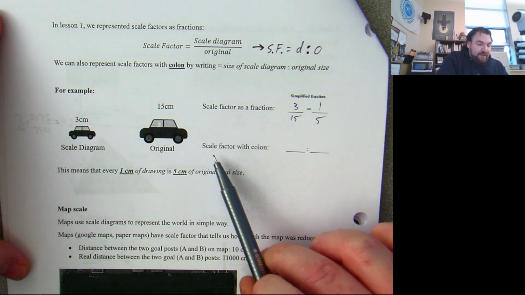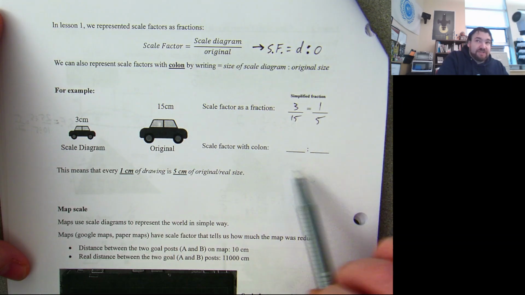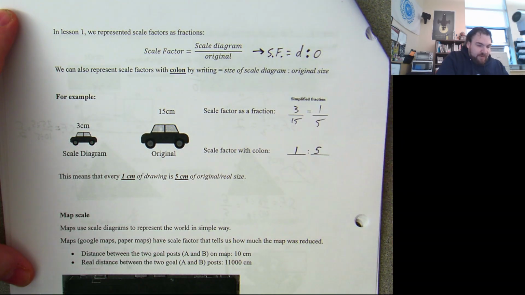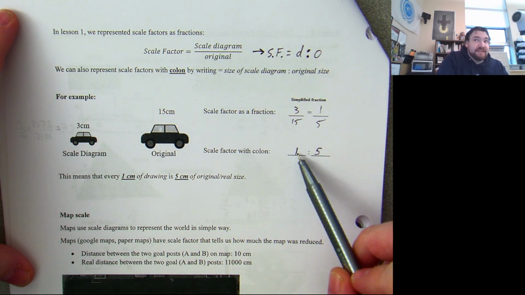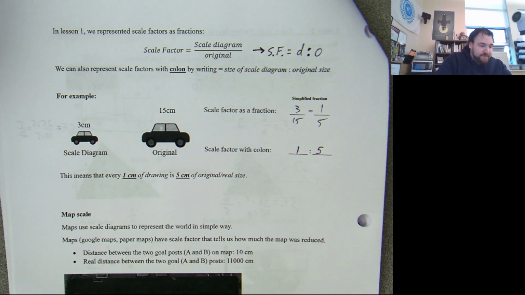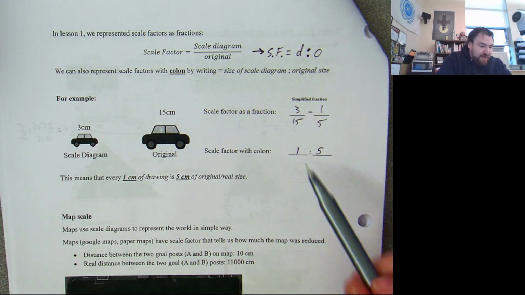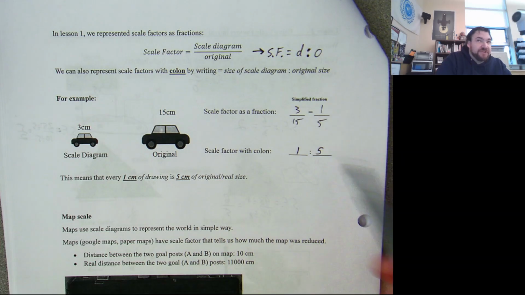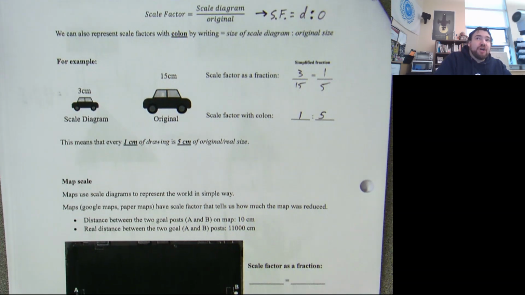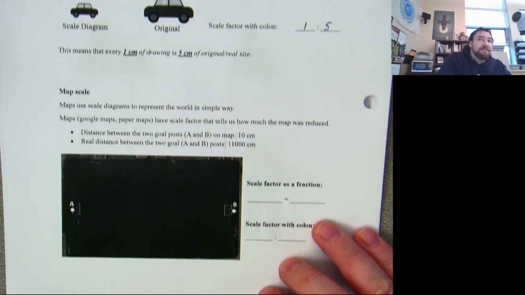So when you write it as a ratio, it looks like this. The numerator becomes the thing that gets listed first, the denominator gets listed second. So this is 1 to 5. So it means 1 centimeter on the drawing is 5 centimeters of original size. This is commonly seen on maps.